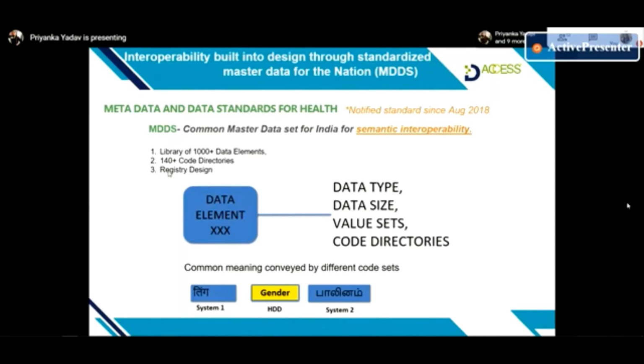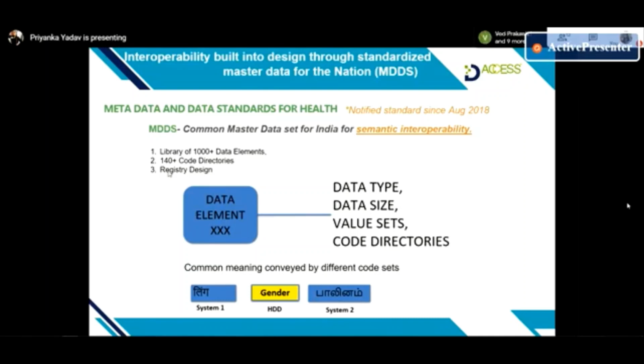This is why MDDS was written. It will basically give the designers or the developers the size and format requirements whenever you are trying to design one single screen to an entire application. And the code directories are nothing but master data, which will be common.